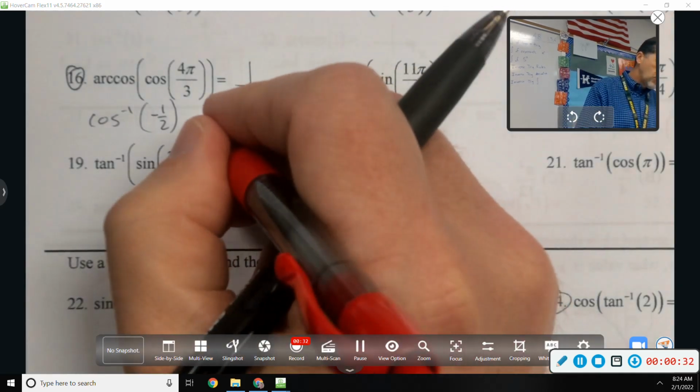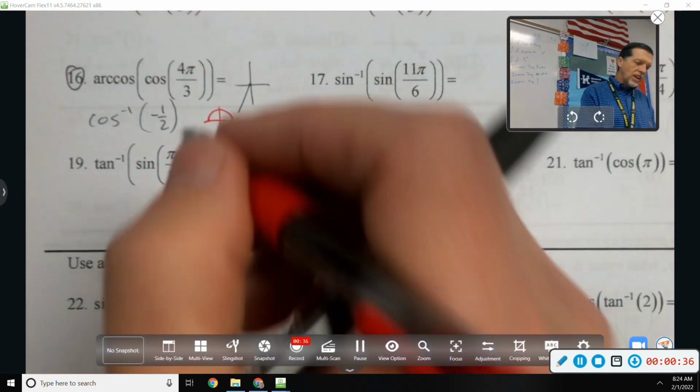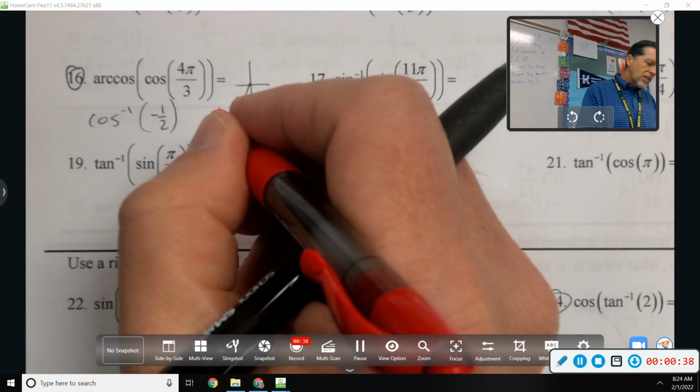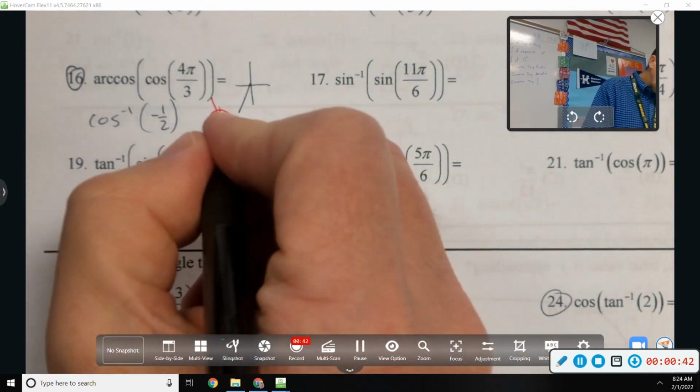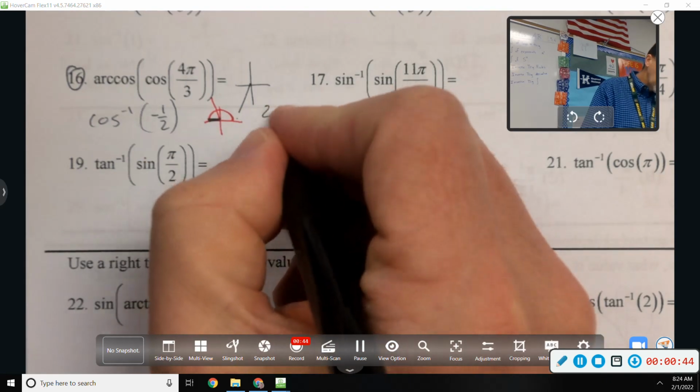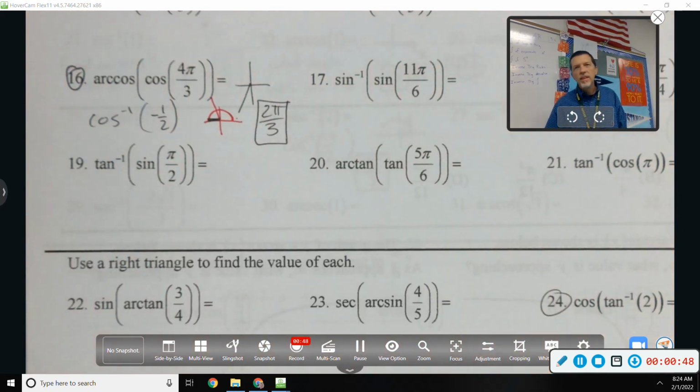Okay, inverse cosine has to come from quadrant 1 or 2. Cosine's negative in the second quadrant. And it would be 1/2 right there at 2 pi over 3. Unit circle, unit circle, unit circle.